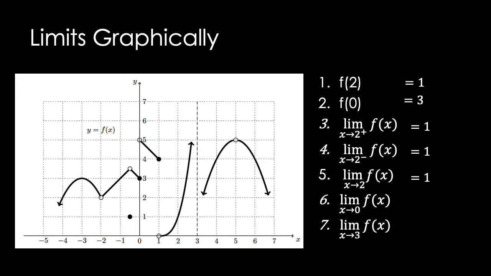Now, number 6 implicitly asks us to take the limit as x approaches 0 from the left and the right. And if they go to the same number, then we'll have an answer. If they go to different numbers, we don't have an answer. So since the right-hand limit goes to 5 and the left-hand limit goes to 3 at x equals 0, then we know that the limit does not exist. Now let's check the limit as x approaches 3. We're checking from both sides again, and the left-hand limit goes towards positive infinity because there's an asymptote there. And then the right-hand limit goes towards negative infinity. So we know that this limit also does not exist.